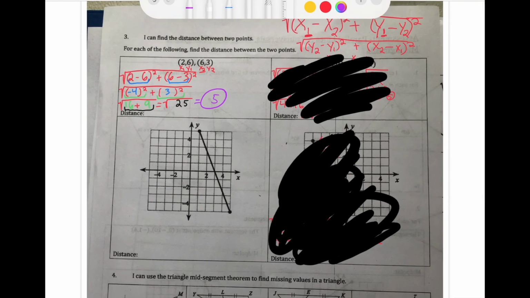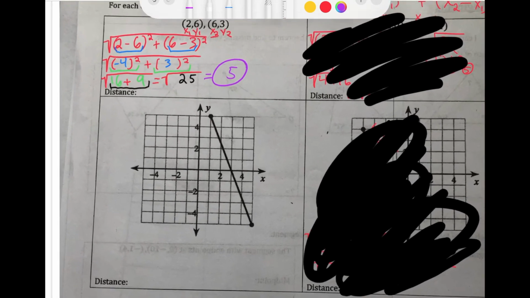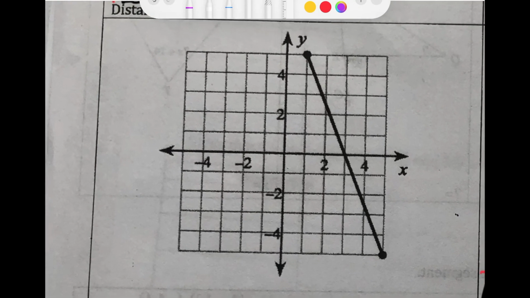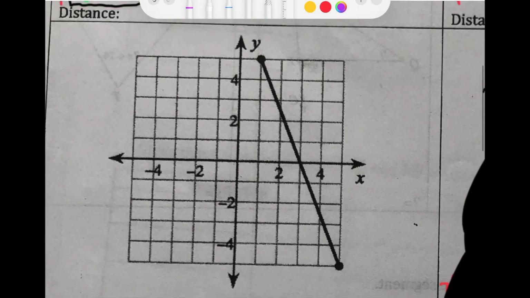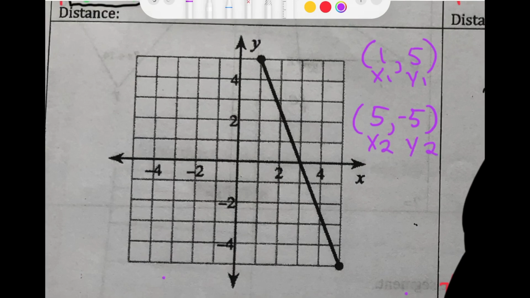All right. Now I'm going to go on to 3, because the other ones I'm going to get you to pause the video and do yourself. So in this one, we had to look at a graph and figure out what our ordered pairs are. So we have 1 and 5. We also have 5 and negative 5. And we have x1, y1, x2, y2.